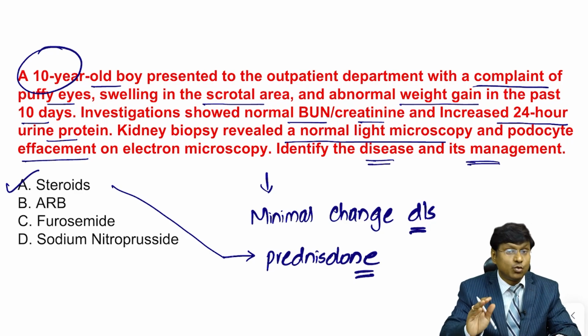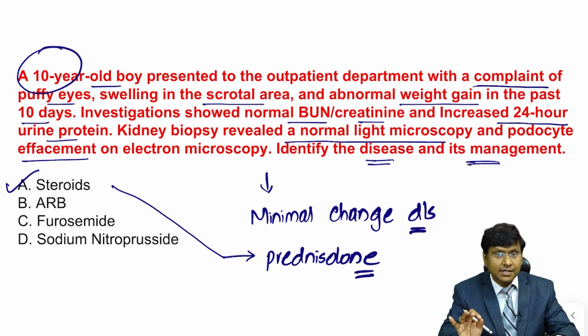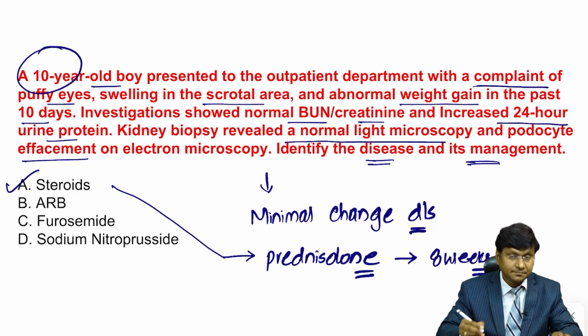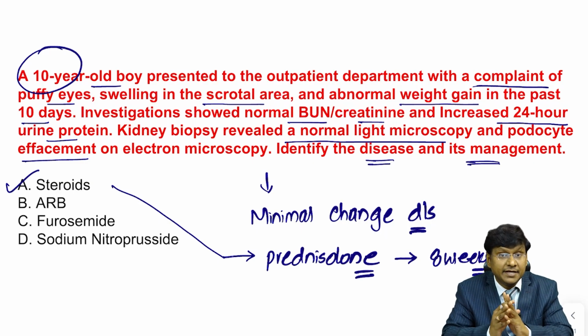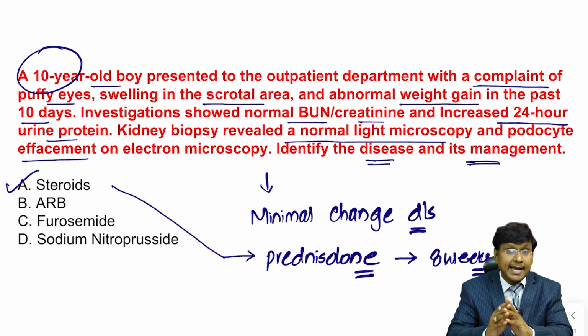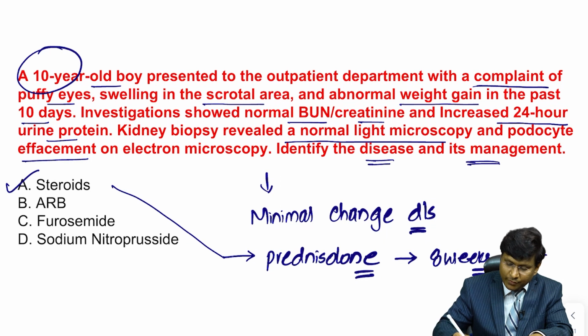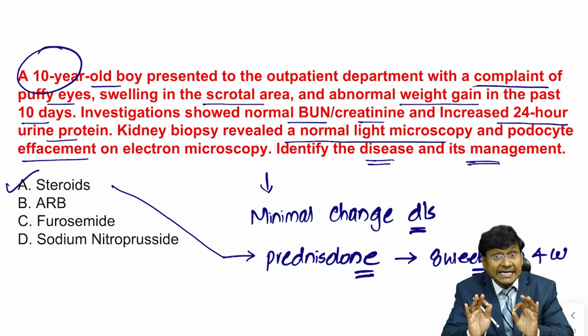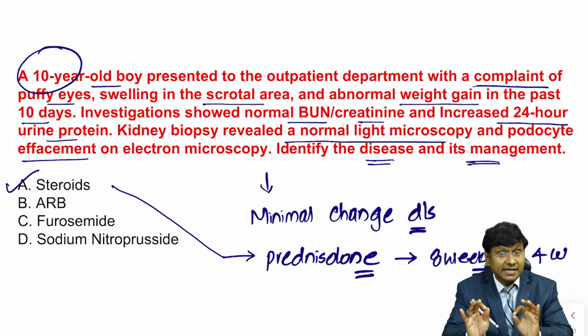Right, among the steroids, what we give is the prednisolone. Prednisolone is considered the drug of choice, and we give it for nearly 8 weeks. In 4 weeks we give 1 to 1.5 milligram per kg body weight, and in the remaining 4 weeks we give it in a tapering dose.